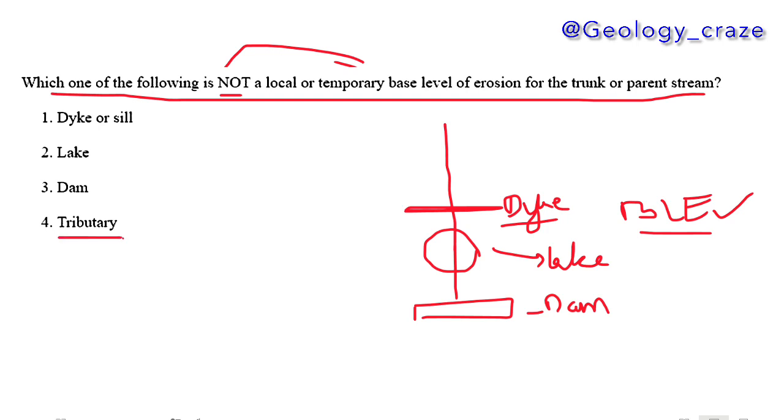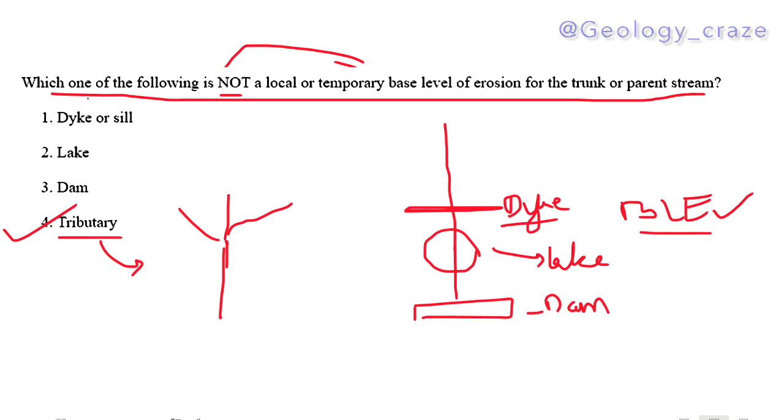Next option is tributary. Actually, when all the tributaries meet, they will increase the flow, and due to that the temporary base level of erosion is not affected. It is not a local or a temporary base level. When two tributaries meet, there is a decrease in speed but an increase in volume of water, but it is natural. So in this way we can proceed.